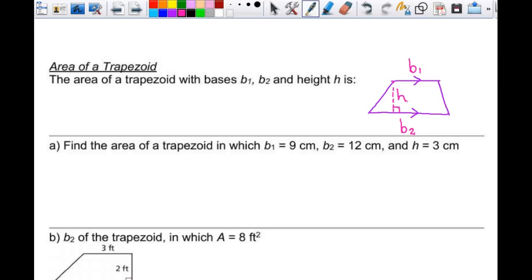Does base 1 always have to be the top base? No. Does it always have to be the shortest base? No. Probably most of the problems you've seen and done had it as the top base and the shortest base. There's nothing wrong with that. I just don't want you to think it always has to be that way, right?